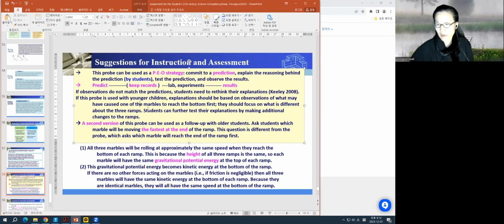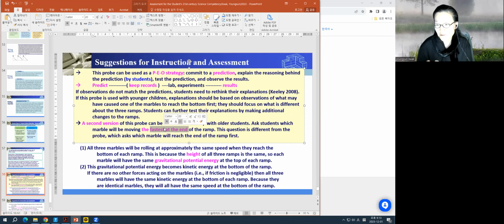If we want to use this probe another way or for another level, sometimes you can use the same probe for elementary, middle, or high school level. But depending on your probing question, the information you get out of your assessment is different. A second version of this probe can be used as a follow-up with older students, such as high school students. Ask which marble will be moving the fastest at the end of the ramp. I mean, when they hit the ground, which one is the fastest?